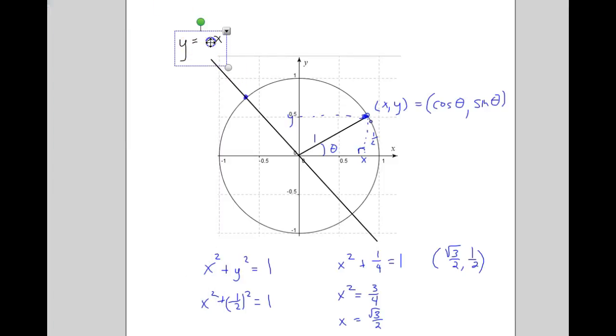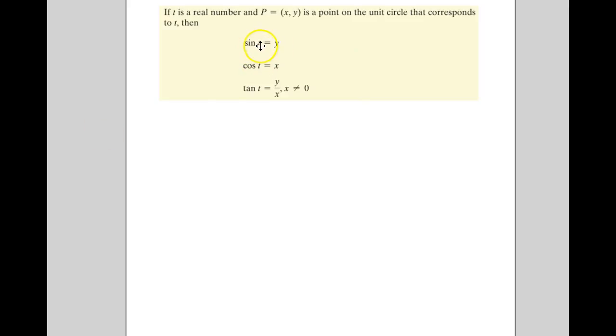Okay, now the other 6 functions. So there's that, the sine, they're using t for the angle, but sine of t, cosine of t, is y and x when we're on the unit circle. Now the tangent, that's the first of the other ones. The tangent is defined to be the y coordinate divided by the x coordinate.